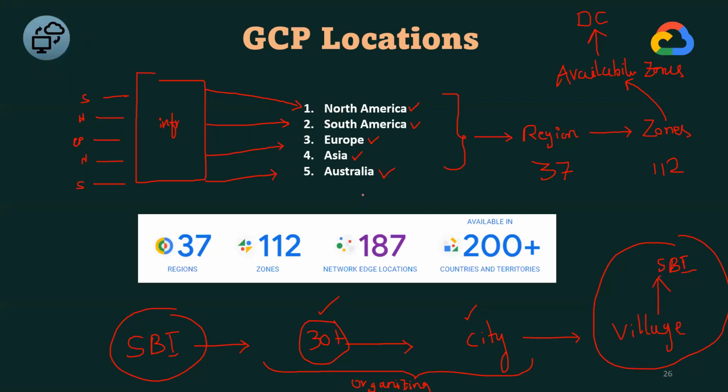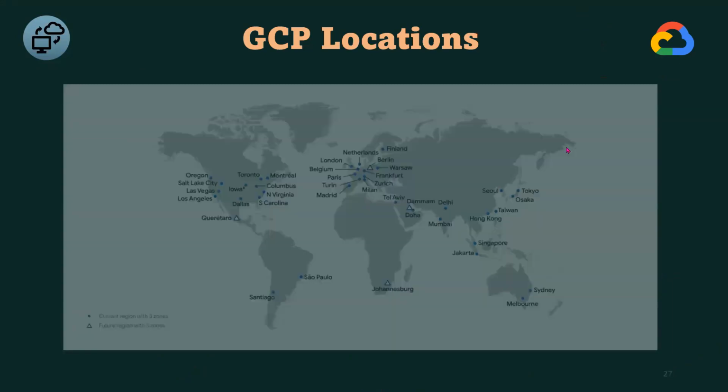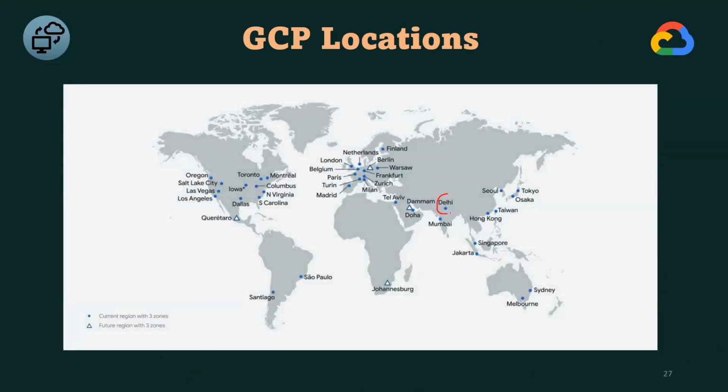So locations and regions are only for your organizing purpose. Okay, so where are the zones inside? For example, if you go to India, Delhi is one of the regions, Mumbai is one of the regions. Inside Mumbai we have 3 places where 3 data centers are there. One data center in one zone, second is one more data center, third is another data center. So each region will have its data centers. In Mumbai we have 3 data centers available from Google.